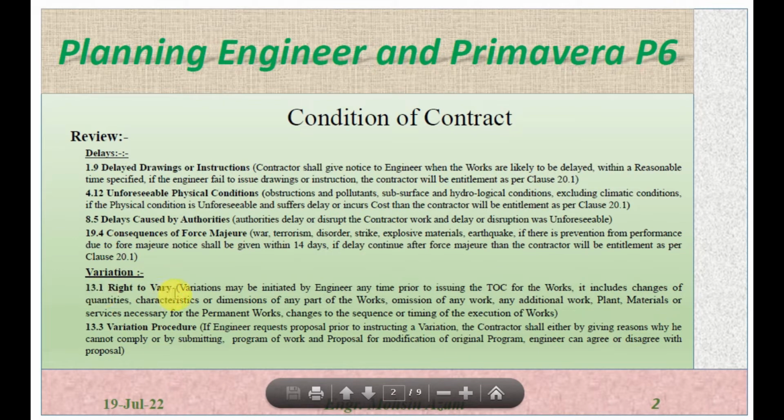Variation 13.1 is the right to vary. Variation may be initiated by the engineer at any time prior to issuing the TOC for the work.